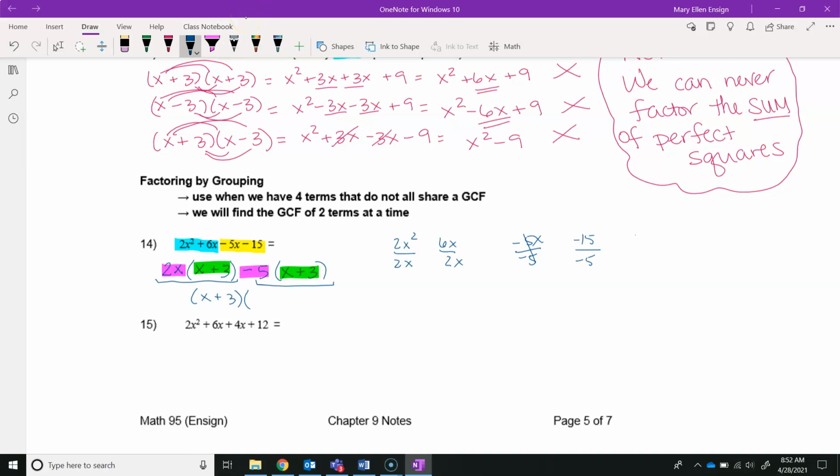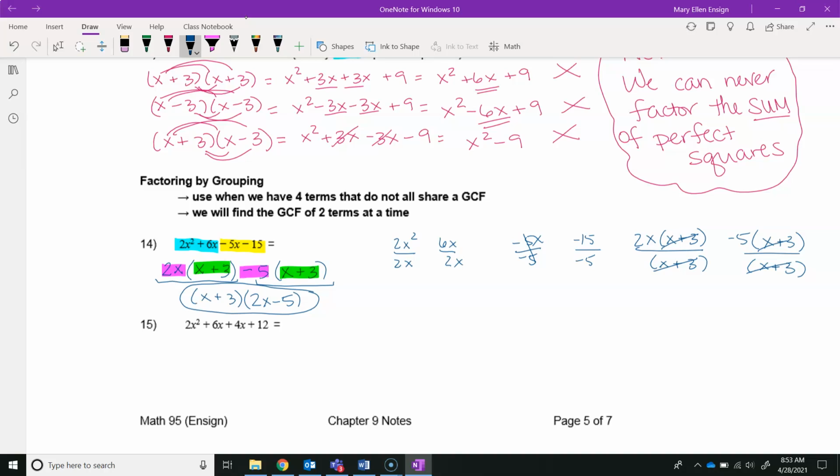Another way of thinking about it is like this. If I have 2x times x plus 3 and I'm dividing out that x plus 3, I'm left with the 2x. And if I have negative 5 times x plus 3 and I'm dividing out the x plus 3, I'm left with negative 5. So that is what is going to go in the second set of parentheses. And this is my factored form. If I check that, x times 2x is 2x squared, x times negative 5 is negative 5x, 3 times 2x is 6x, and 3 times negative 5 is negative 15.